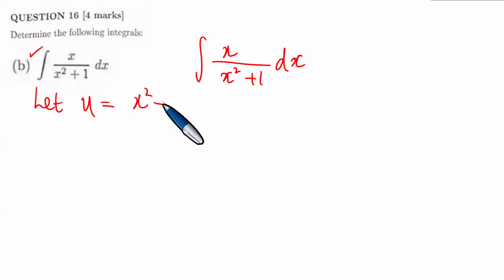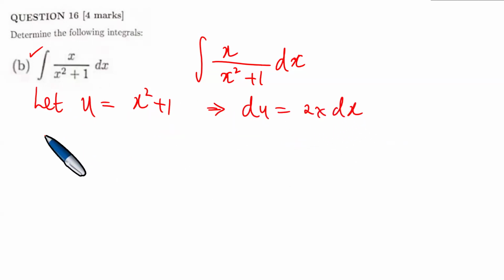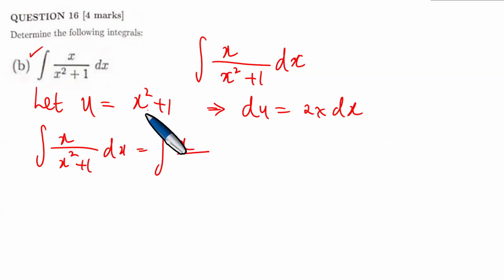We let u be x squared plus 1. Simultaneously, du becomes 2x dx. The integral of x over x squared plus 1 dx is x divided by, what is x squared plus 1? It is u. dx is du over 2x.